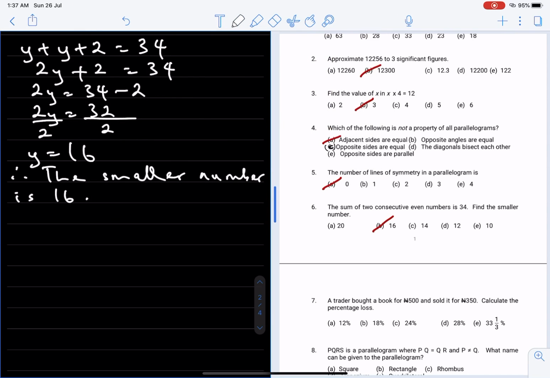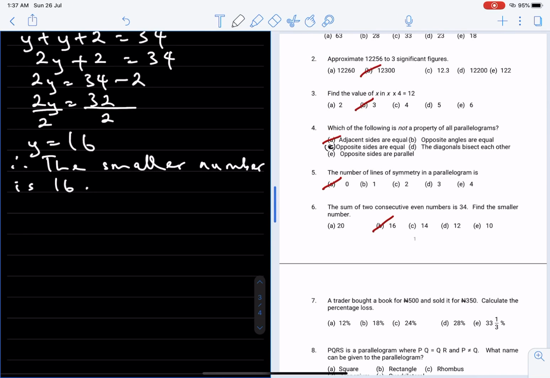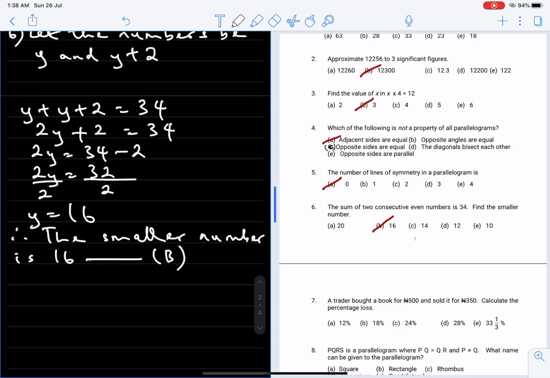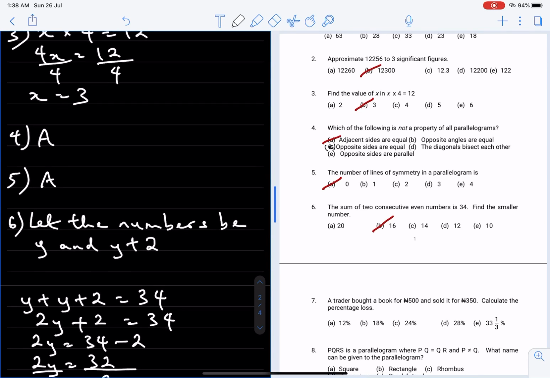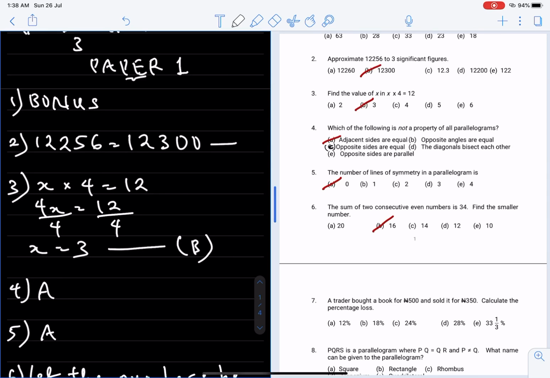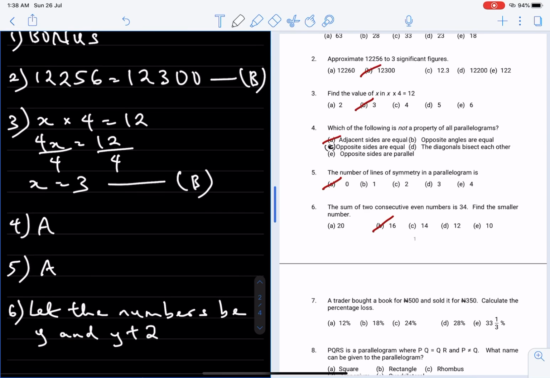Which is number 7. Well, I think it's better I write the answers here so as to leave the question as clean as it is. B. Number 5 is A. Number 4 is A. Number 3 is B. Number 2 is B, and number 1 is a bonus.